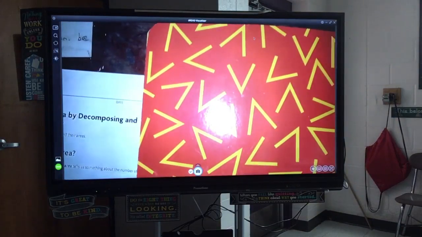So there should really be nothing in the middle of your table except for that little bag that has triangles and squares in it. All right?